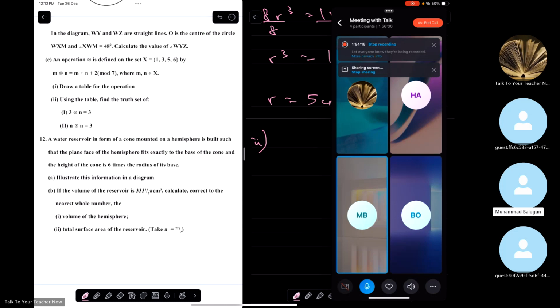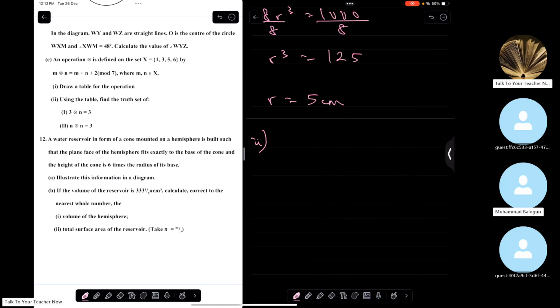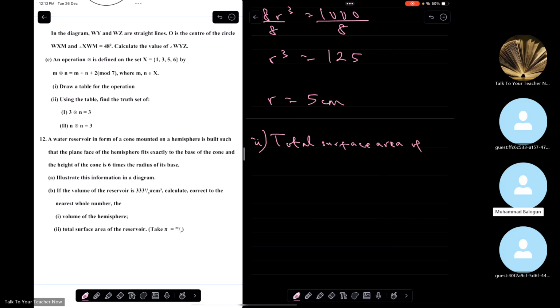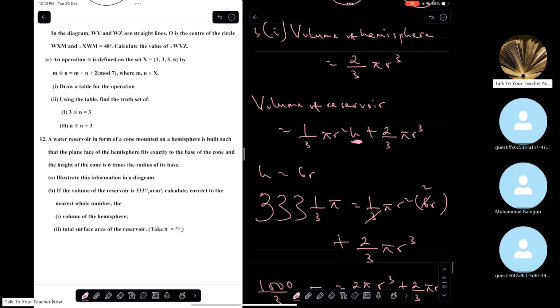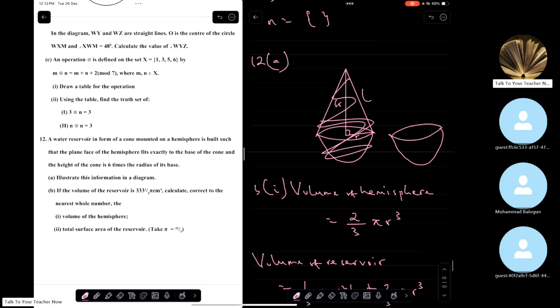The second question is total surface area. Of what? The reservoir. Yes, total surface area of the reservoir. Abadu, what's the formula for the total surface area of the reservoir? You know that the reservoir is a combination of the cone and the hemisphere, the whole of this.